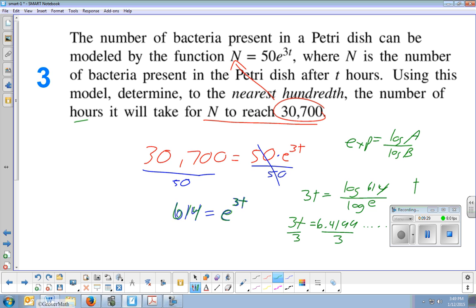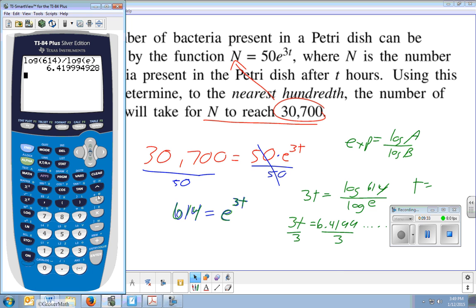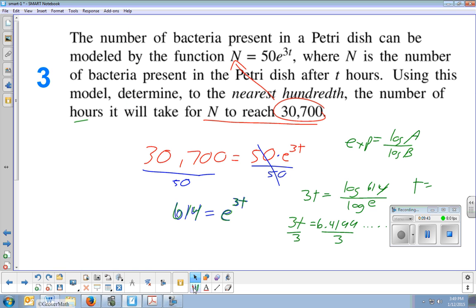And I'll get a final answer for t, and we want it to the nearest hundredth. And you're going to have decimals for these problems. That's normal. So divide by 3 to get the t alone. Nearest hundredths, so that'd be 2.14 is t.